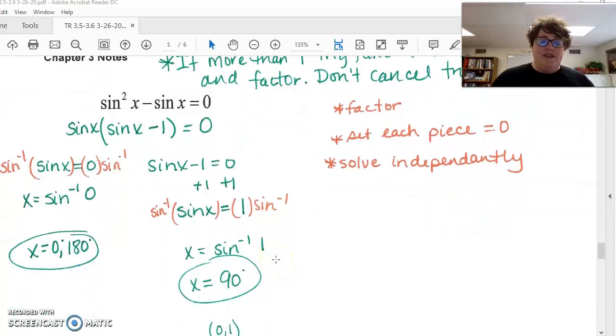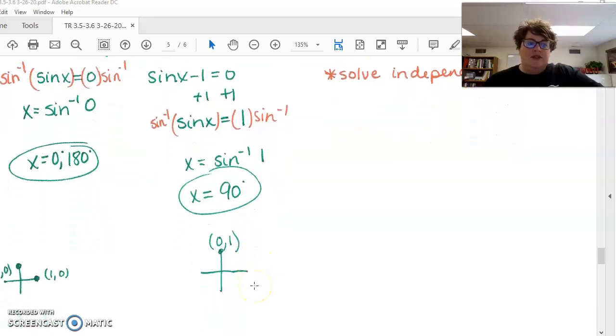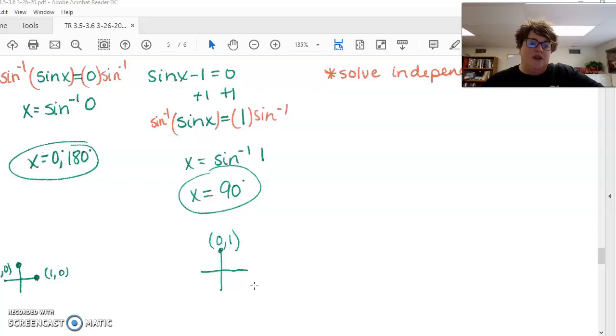So the first one, we have it set equal to 0. So we want to factor it. So we want to factor out a sine x, and that leaves me with sine x minus 1. And then I want to set each piece equal to 0. So this is a lot like if you're solving quadratics in college algebra. Factor and then set each piece equal to 0, and then solve independently. So solve the sine x equal to 0 and solve the sine x minus 1 equal to 0.